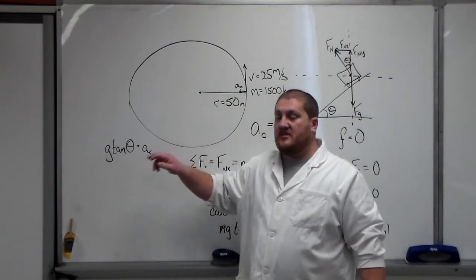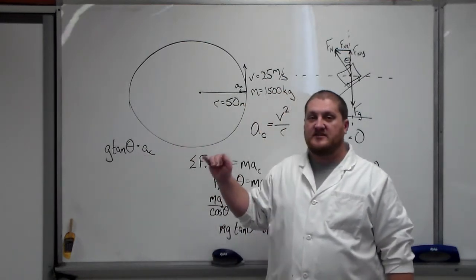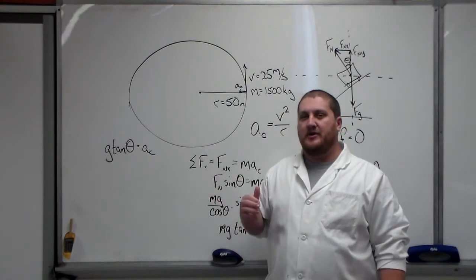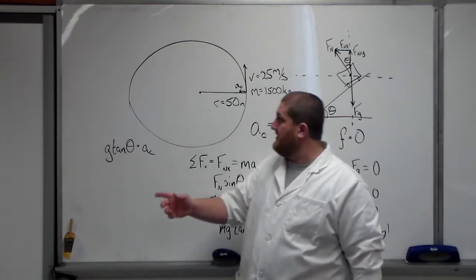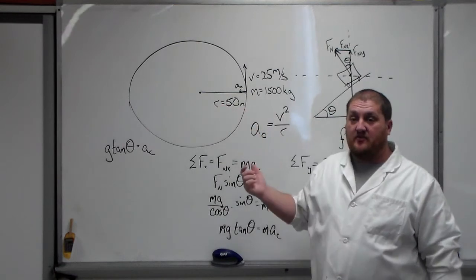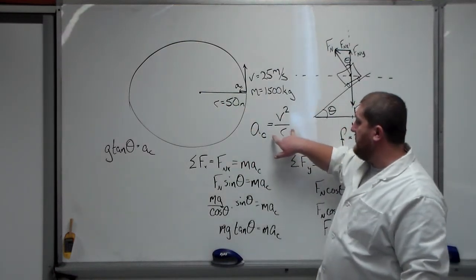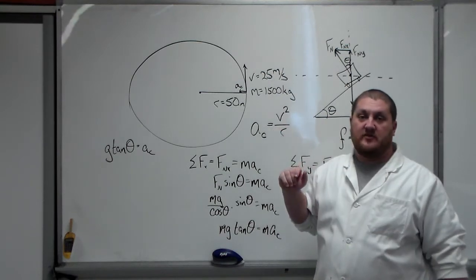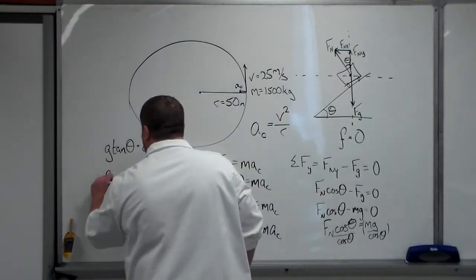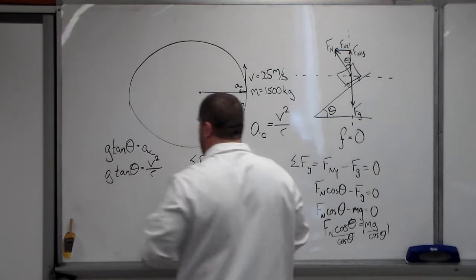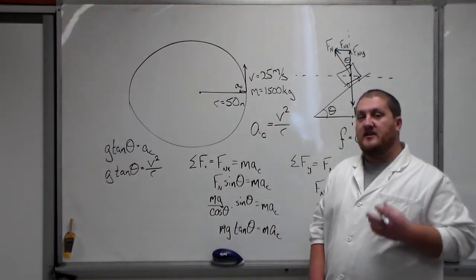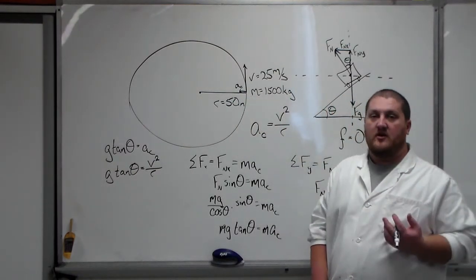So now I have g tangent theta is equal to the centripetal acceleration. But I don't know what the centripetal acceleration is. I know its velocity and the radius, and I know the equation for it. So I'm going to substitute this in for centripetal acceleration. So I have g tangent theta is equal to v squared over r.